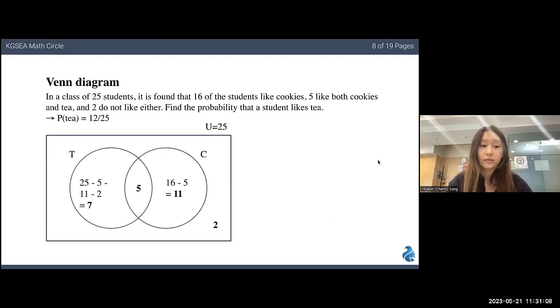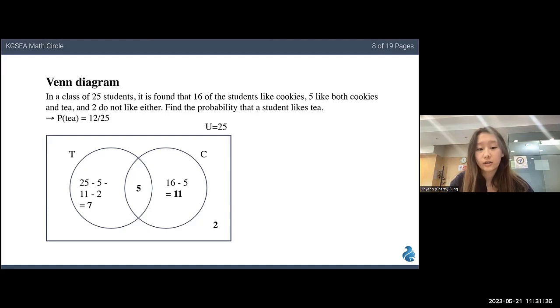Here's a Venn diagram. In a class of 25 students, it is found that 16 of the students like cookies, 5 like both cookies and tea, and 2 do not like either. Find the probability that a student likes tea. When you're given a situation like this, where you are given the number of students or anything that involves an intersection and those who are excluded from both, you would like to use a Venn diagram.